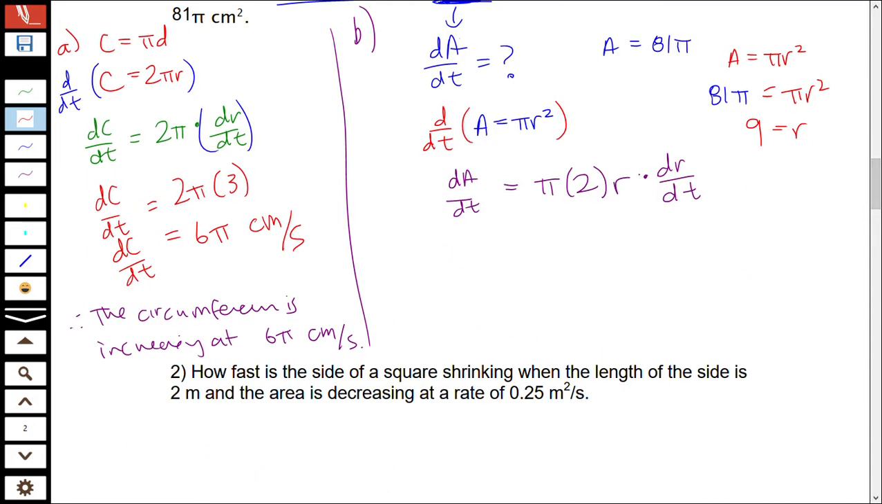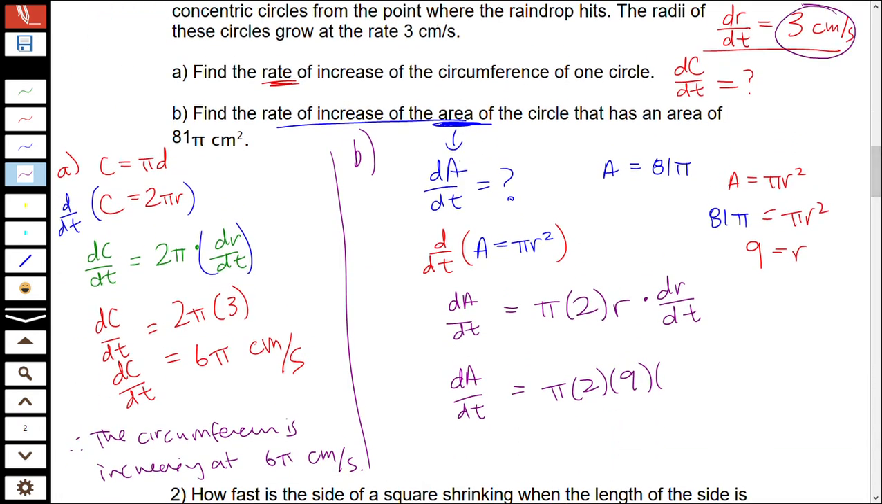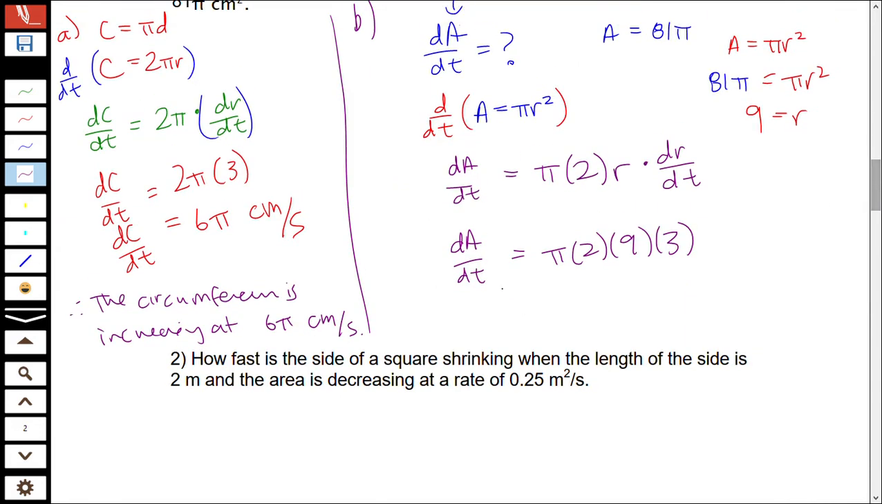That's going to be my radius, so I'm going to sub in all the values to get my dA over dt. I got pi, 2, and then 9. My dr over dt was 3 up here. And now I just multiply. So dA over dt will be 6 times 9, 54 pi. And the units will be, now it's area, so the unit of the area is centimeters squared. And we used second for our time.